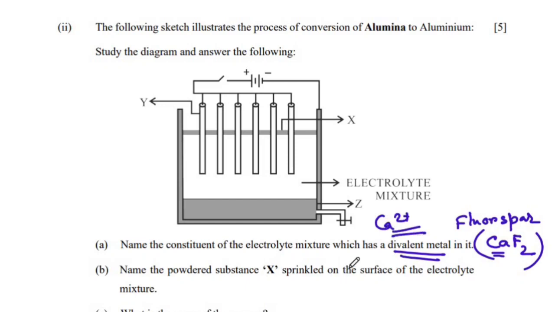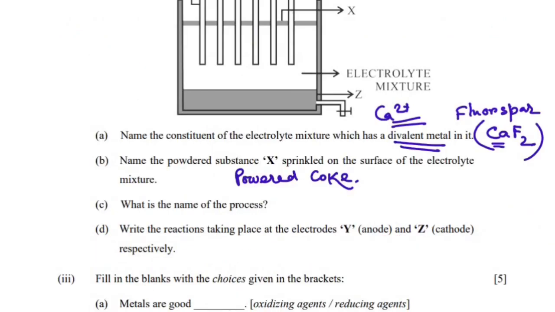Second question, name the powdered substance X sprinkled on the surface of the electrolyte mixture. The powdered substance is powdered coke. Okay, powdered coke. What is the name of the process? The process is called the Hall-Héroult process.